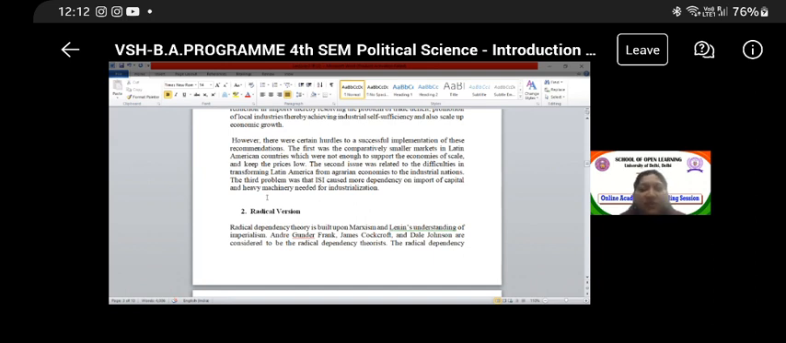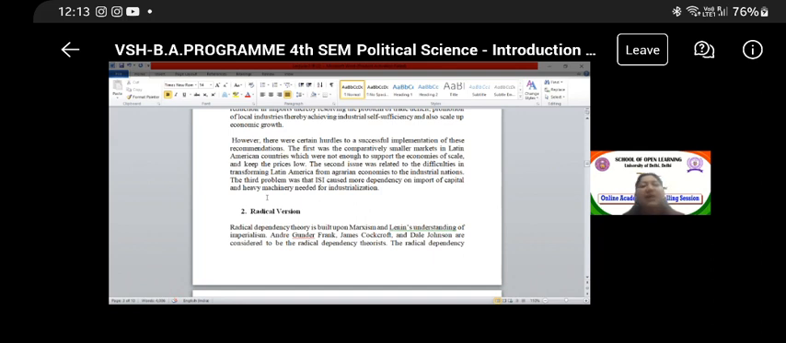However, there were certain hurdles to a successful implementation of these recommendations. The first was that, comparatively, there are smaller markets in Latin American countries, which were not enough to support the economies of scale and keep the prices low because the markets are relatively small. The second issue was related to the difficulties in transforming Latin America from an agrarian economy to industrial nations because the technology is not so sound.